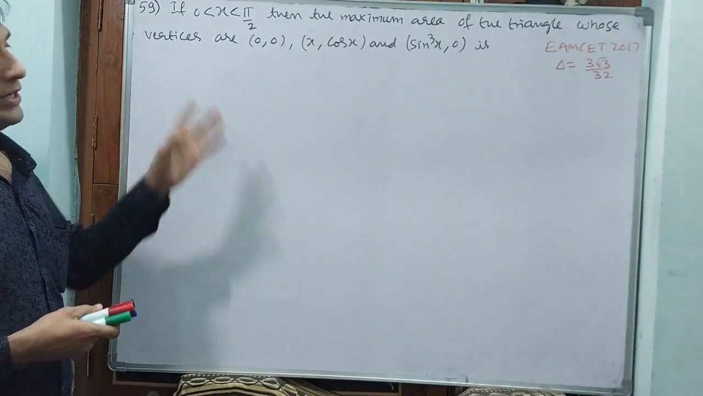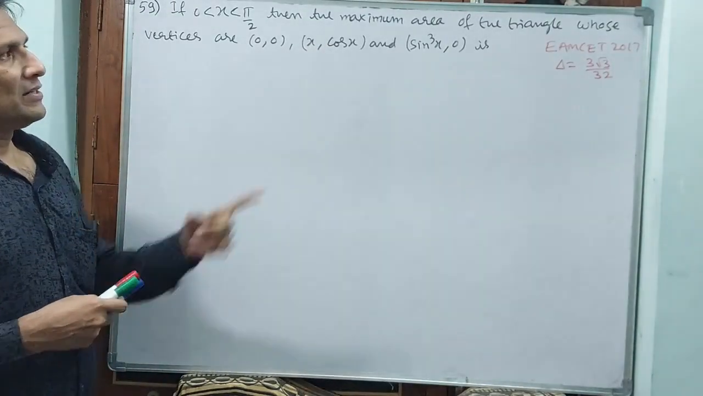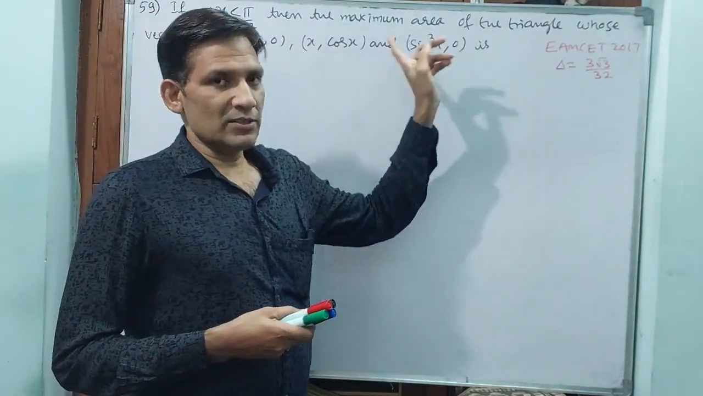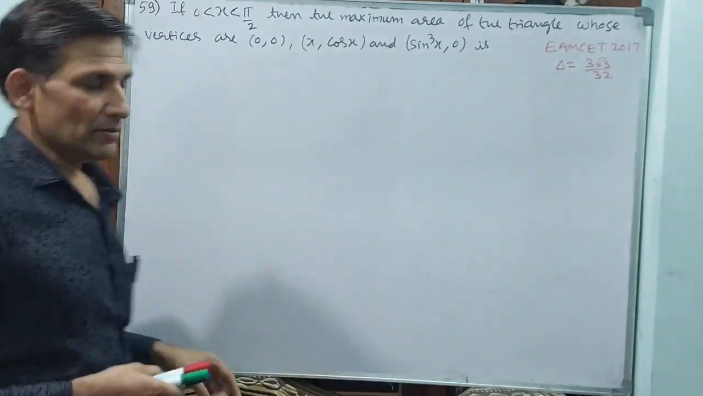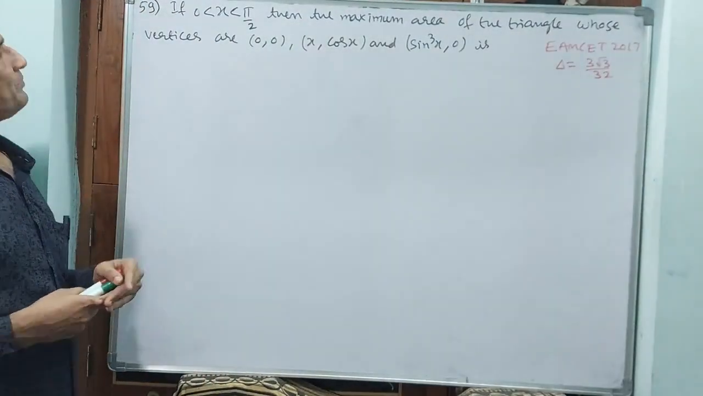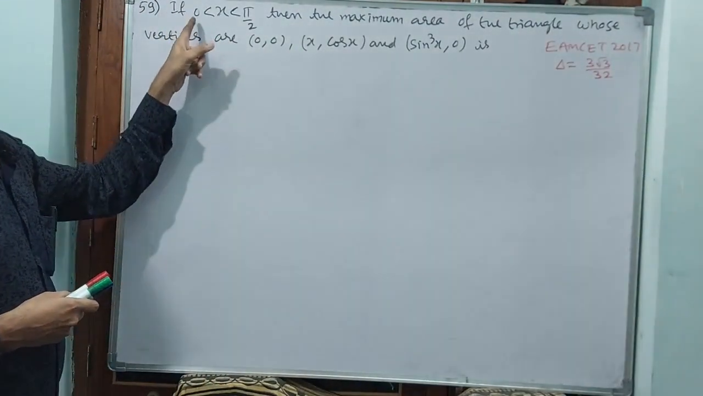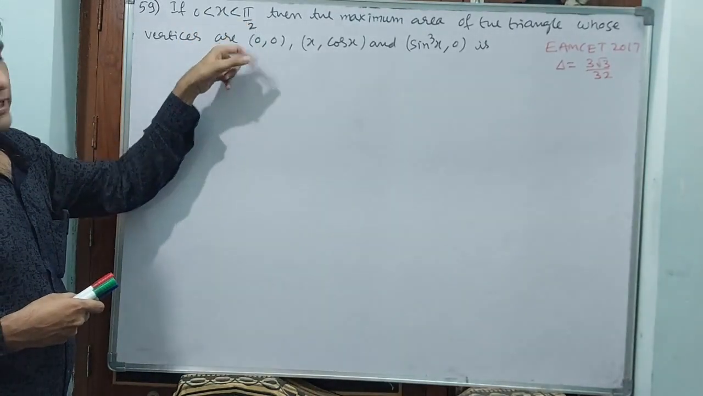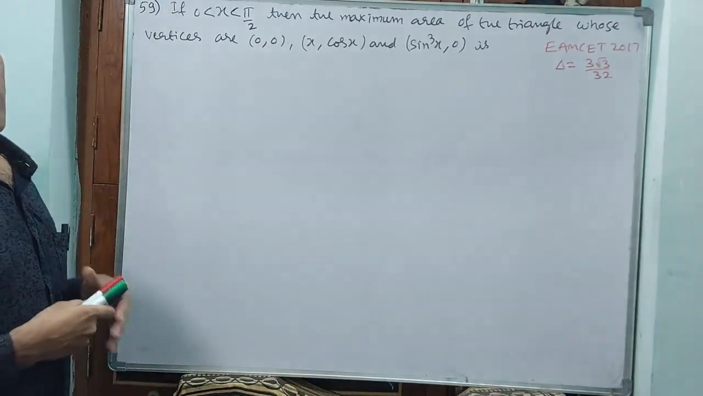Here also, see question number 59, MHT CET 2017 question. The answer I have also written. They are asking us to find the area: 3 root 3 by 32 has to come. What is the question? If x is in between 0 and pi by 2, but not equal to 0, not equal to pi by 2, then the maximum area of a triangle.